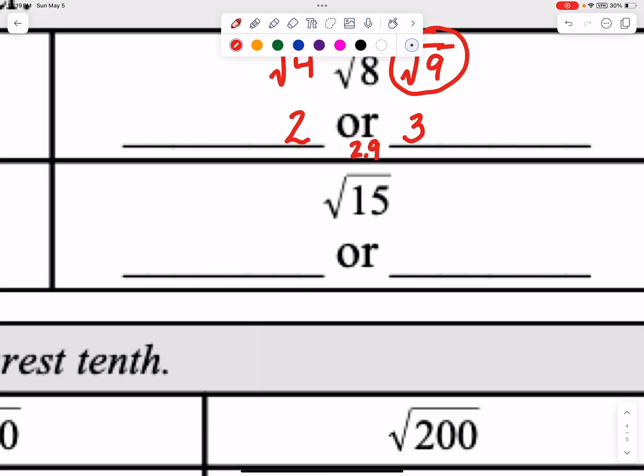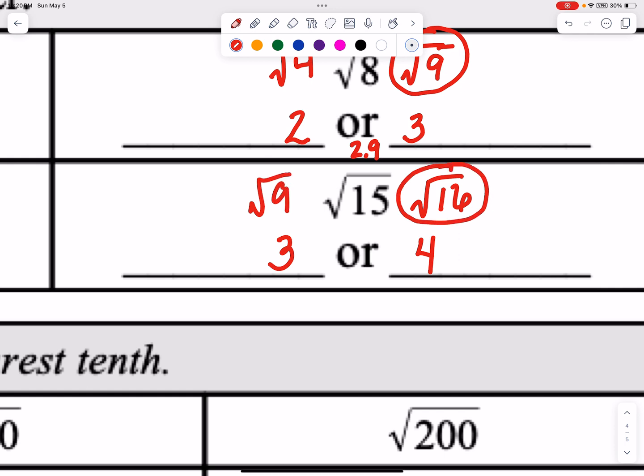Square root of 15. 3 times 3 is 9, 4 times 4 is 16. That's over. So 4 is my closest one here, which means 3 is going to go here. And 3 times 3 is 9. Okay, so what are we closest to? We're definitely closest to this side. We're going to circle that.